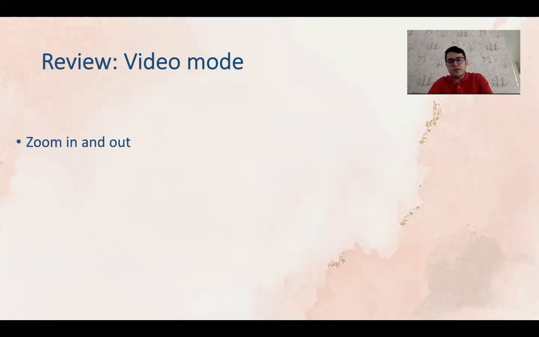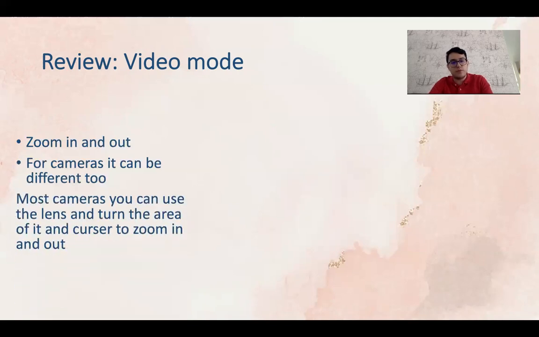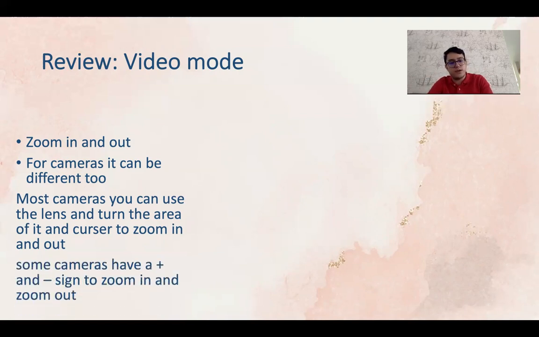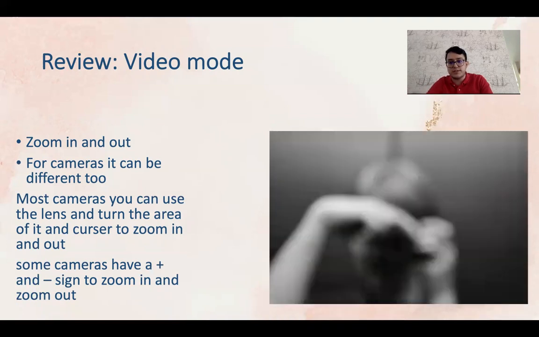Next, we have zoom in and zoom out for cameras. It can be different too, depending on the brand. Most cameras can use the lens and by turning the area of it and cursor to zoom in and zoom out. Some cameras have a plus sign and minus sign to zoom in and zoom out, just like this.